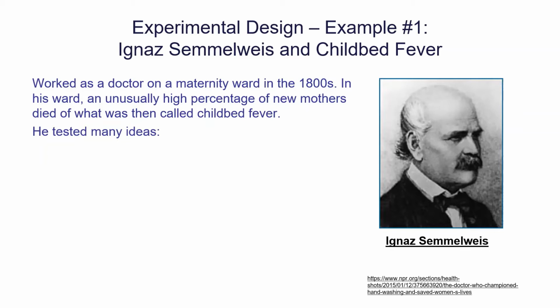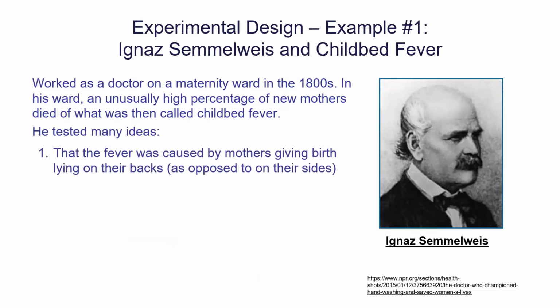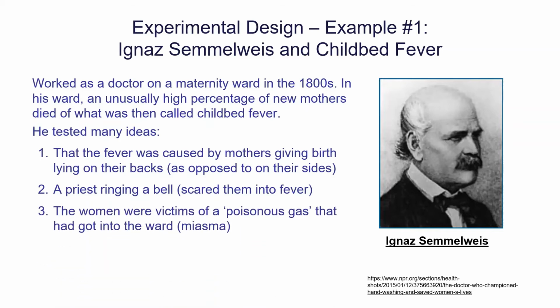But this is why, using the scientific method, he was able to test them and see which ones were false. So I'll show you some of the ideas he came up with. One idea was that the women were on their backs, so they tried on their sides. That didn't seem to improve the data. Two, there was a cathedral nearby, and a priest would call people to prayer by ringing the bell, and he asked the priest very kindly, can you just not ring the bell for a couple of days? I'm worried about these women. That was also not true.